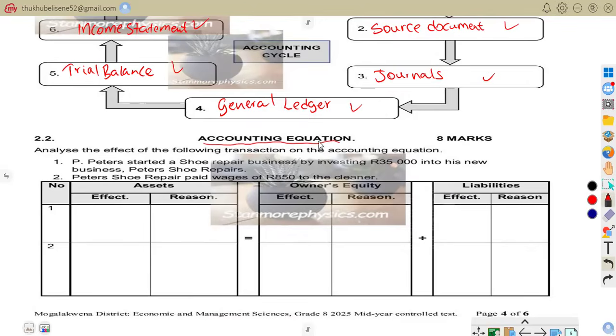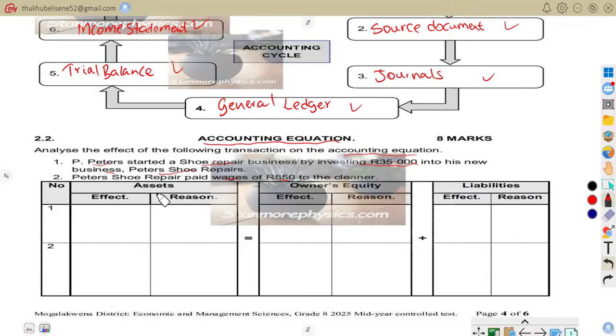That is 2.2. It says, analyze the effect of the following transactions on the accounting equation. The first one: Peter started his shoe repair business by investing 35,000 into his new business, Peter's Shoe Repairs. The second one: Peter's Shoe Repairs paid wages of 852 to the cleaner. Now let us show how we are going to treat this in our accounting equation.